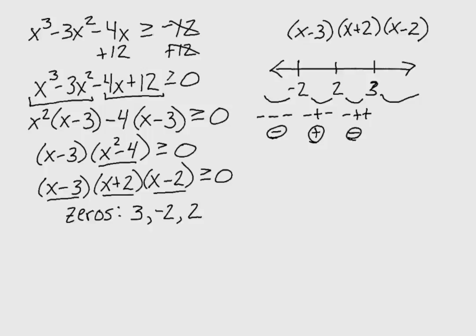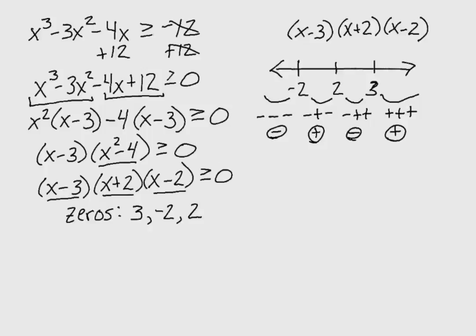I choose a number larger than 3, say 4. 4 minus 3 is positive. 4 plus 2 is positive. 4 minus 2 is positive. If I multiply a positive times a positive times a positive, I will get positive.